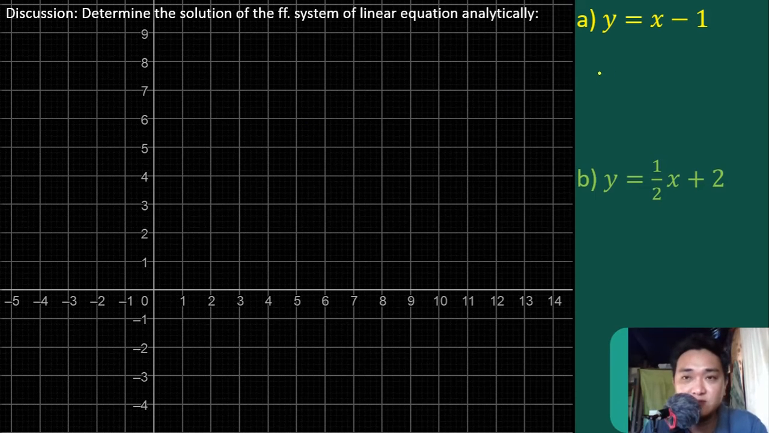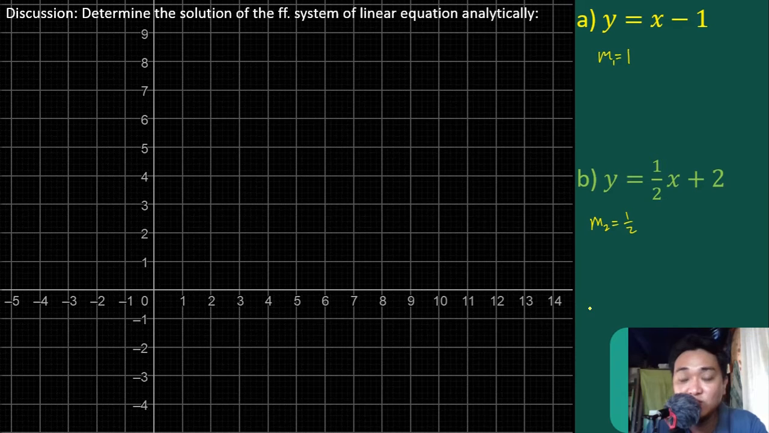Now, for our first example, we have y is equivalent to x minus 1 and y is equivalent to 1 half x plus 2. Una, tingnan muna natin kung napanood nyo po yung mga previous videos natin about on how to determine the type of systems that we have given the systems of linear equations. Kailangan tingnan po muna natin yung kanyang slope. So, ang slope po nung una nating linear equation is 1. The slope or m sub 1 is equivalent to 1. At yung slope naman po nung pangalawa nating linear equation is 1 half. So, m sub 2 is equivalent to 1 half.